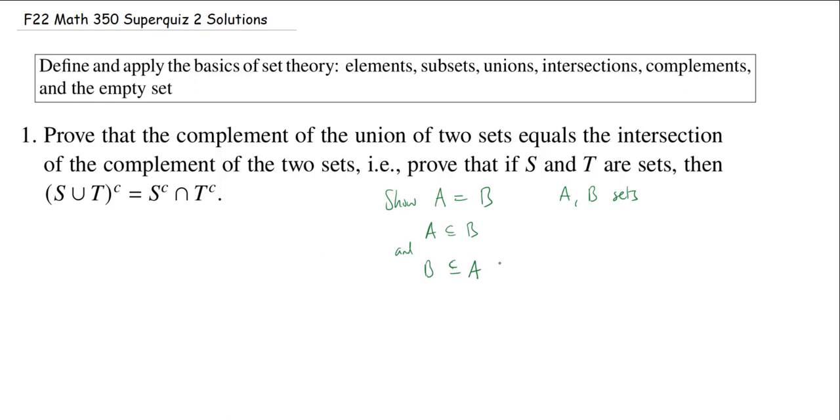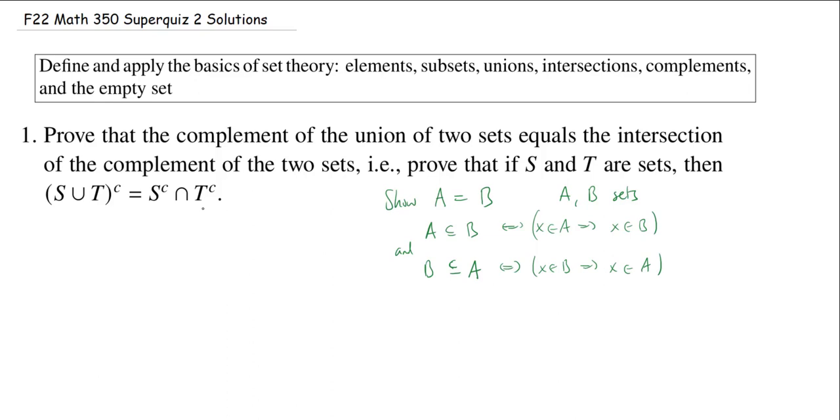And what does it mean to be a subset? Well, it means every element of A is an element of B, and every element of B is an element of A. So this is equivalent to showing X is in A implies X is in B, and B subset of A is equivalent to showing that X is in B implies X is in A. So when we get down to this level of elements, it becomes clear what we need to do. I need to start with some element of the complement of S union T and show that it also is an element of the intersection of the complements, and then vice versa.